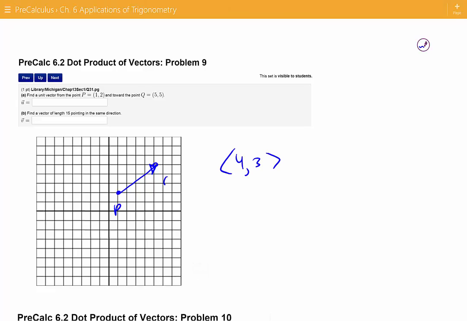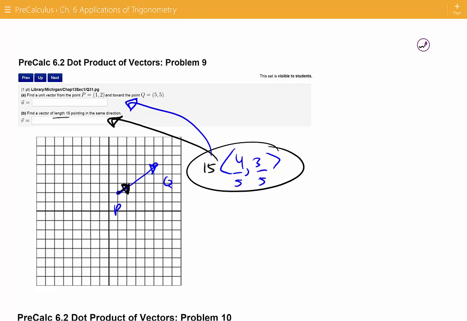And to find a unit vector, you just divide by its magnitude. Its magnitude is going to be 16 plus 9 square rooted, which is square root of 25, which is 5. So just divide by 5, and there's your answer here for a unit vector along this direction right here. Now what's nice about that is when you want to find a vector of length 15 in the same direction, you can just multiply by 15. Just multiply by 15 and put that answer here.